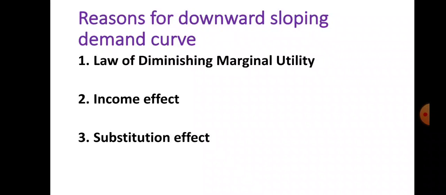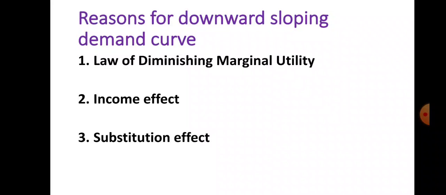Number two is the income effect. Okay, what is the income effect? In case of normal goods, when price falls, purchasing power or real income of the consumer rises, right? Therefore, consumer buys more of that commodity. Okay, so this is known as income effect. So income effect is also responsible for downward sloping demand curve.